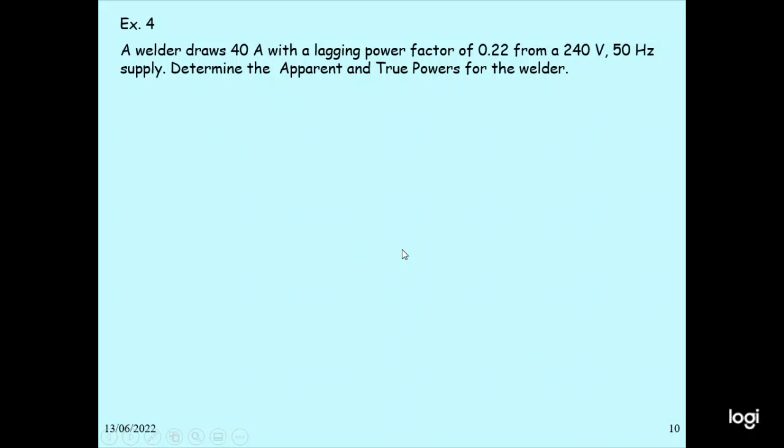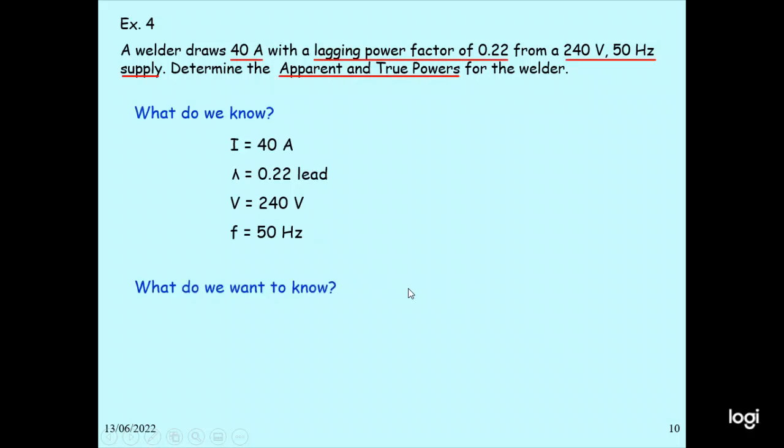The next problem: a load draws 40 ampere with a lagging power factor of 0.22 from the 240 volt, 50 hertz supply. Determine the apparent and the true power for the load. So what we know is I is 40 ampere. In this case, power factor is 0.22 lagging, voltage 240 volt, frequency 50 hertz. What do we want to know?